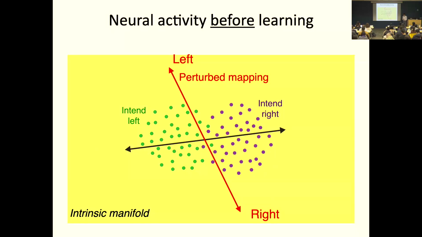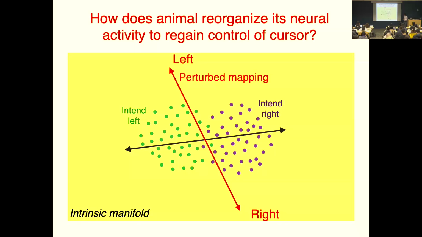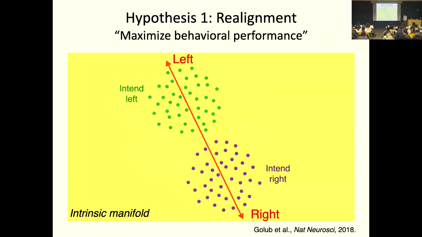The first hypothesis we call realignment. You can think about realignment as maximizing behavioral performance. In this schematic, under this new mapping, the green cloud migrated over here, consistent with moving the cursor to the left, and the purple cloud migrated down here, consistent with moving the cursor to the right. Before we started this study, I would have put a lot of money on this hypothesis being the winner.